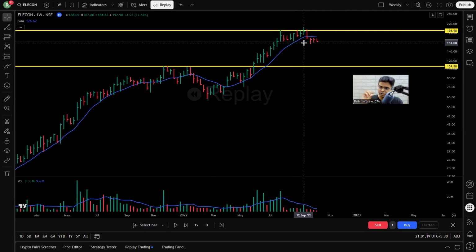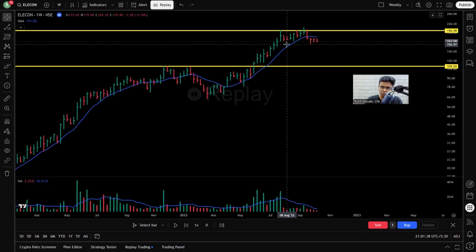Why do I call it base number 2B? Because from base number 2A, the price did not go up 20 to 25%. What do we expect the price to do after it breaks out? We expect the price to go up 20 to 25%. But in this case, that did not happen. Our stop loss was hit, which means the base failed. That is why this is called as base number 2A.